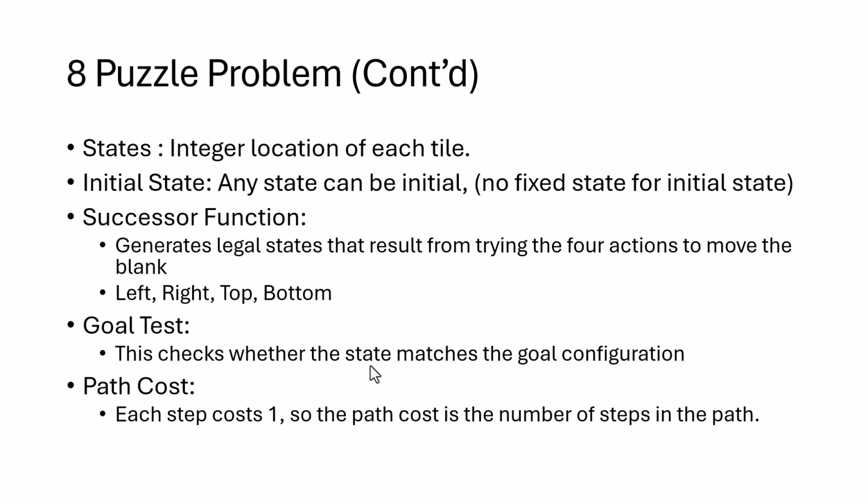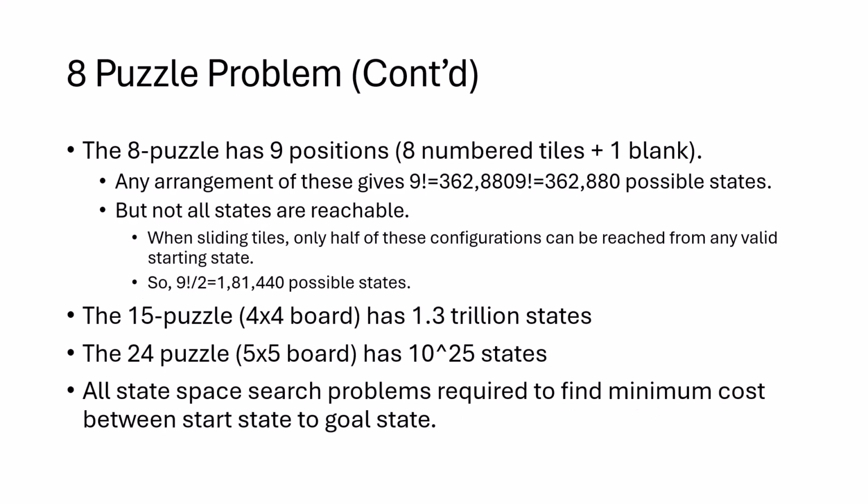And the path cost, each step costs 1. So the path cost is the number of steps in the path to reach from the initial state to the goal state. So you can also have a tree or a graph for this problem solving. And then you can run any uninformed search algorithm to see which path is the best path.